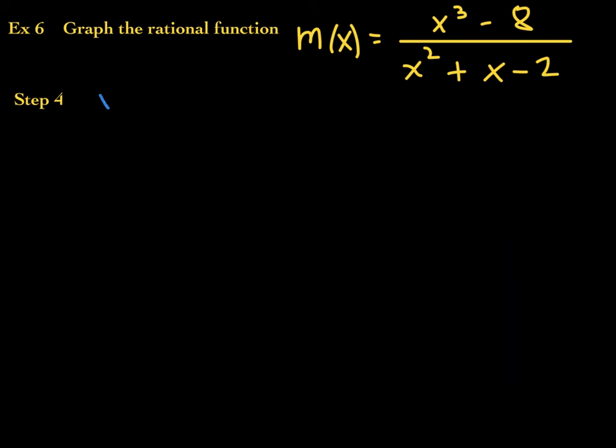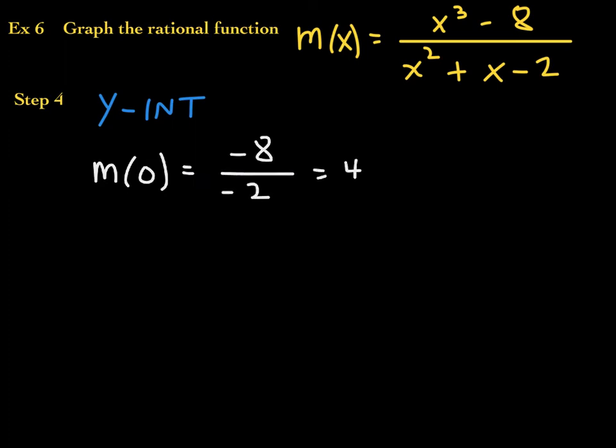Recall that you always find a y-intercept by substituting in 0 for x. It'll be much easier to go to this form so that you can see every term that has an x. You're going to substitute in a 0, which means they'll all go away, leaving you with just your constants. So then m of 0 will turn out to be negative 8 over negative 2, which is just positive 4. So then your y-intercept is (0, 4).